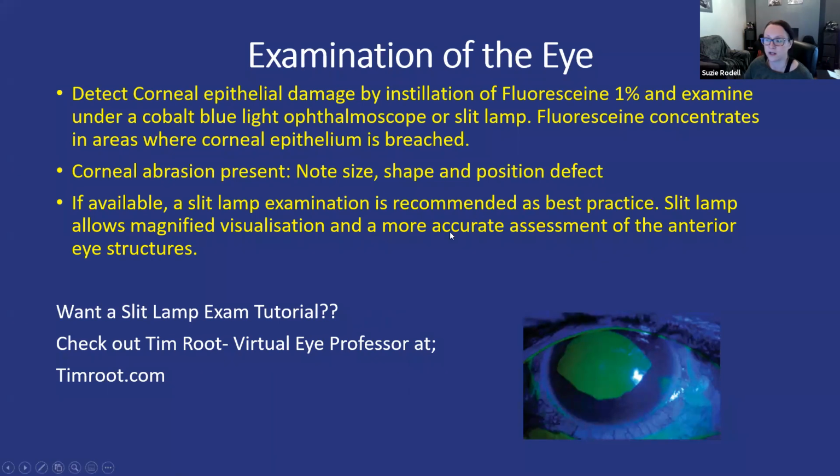And so after you've done that, you want to proceed with fluorescein instillation. And if you've never seen it or done it, it's fascinating. Fluorescein is pretty much a dye which sits in the epithelial abrasions within the cornea and shows up under a cobalt blue light. So you need to have the cobalt blue light, whether it's on the ophthalmoscope or the slit lamp.